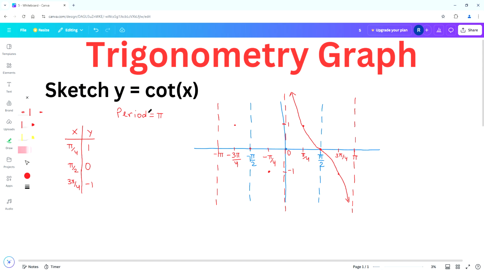Now we can join these points in the form of a curve. The shape of the curve will be the same as the curve between the vertical asymptotes at 0 and pi. So this is the curve between the vertical asymptotes at -pi and 0. So this is how we can sketch the graph of y equals cotangent x. So these are the steps you have to keep in mind to solve a problem like this one.